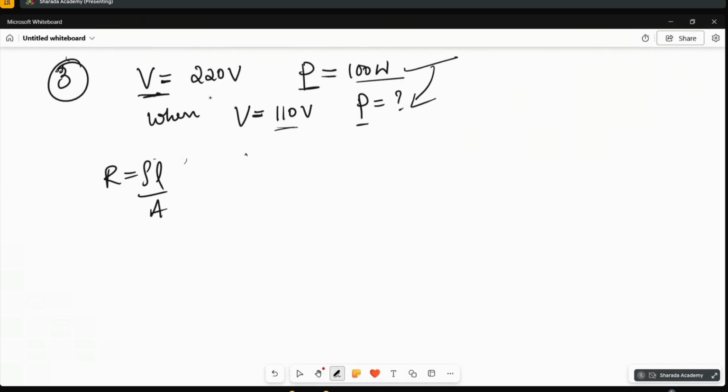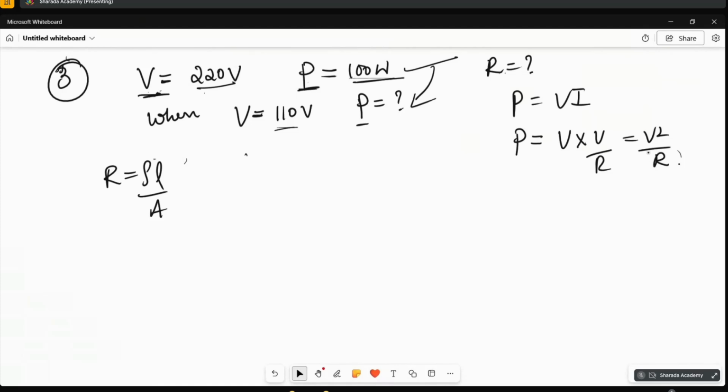Now, in the first case, when voltage is 220 volts, power is 100 watts. Find the resistance of the bulb. Power they have given is 100 watts. Voltage they have given is 220 volts. Now you have to find the resistance of this circuit. How to find? Power is voltage into current, or instead of I I can write V by R. So V square by R. From this formula, I can find the resistance of the device.